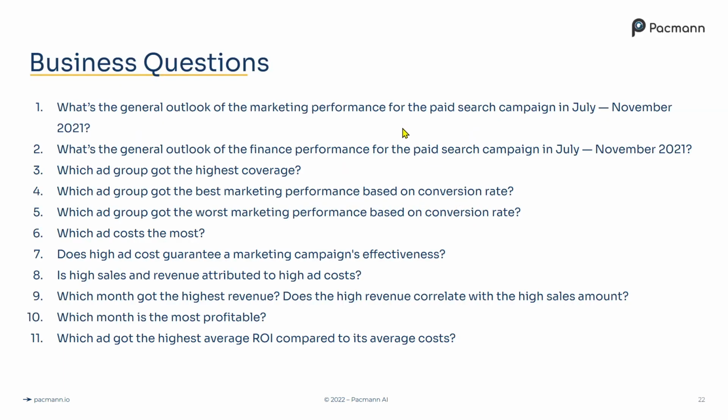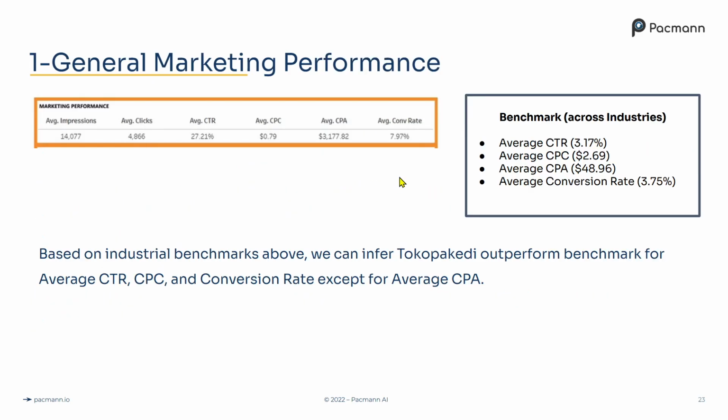There are 12, or no, I'm sorry, 11 business questions that will give us some insights for this project. The first one is the general marketing performance. For this marketing performance, we'll be using benchmarks to know whether Tokopedia is actually performing well. So these are the benchmarks across industries, and this is the marketing performance for Tokopedia. Based on the industry benchmark above, we can infer Tokopedia outperforms the benchmark for average CTR, CPC, and conversion rate, except for average CPA, which is really high compared to the average CPA for the benchmark.